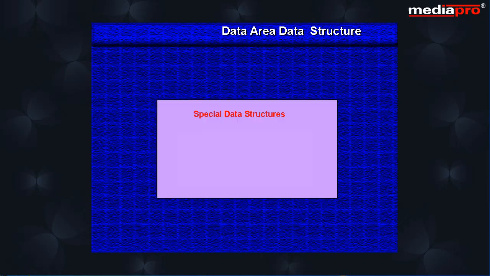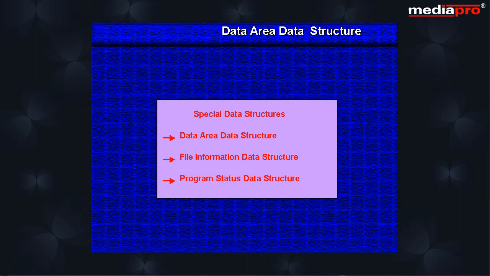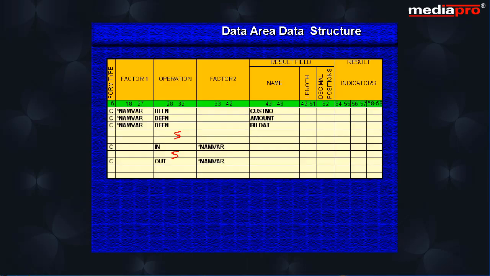There are a number of special data structures that we can use in our programs. We have the data area data structure, the file information data structure, and the program status data structure. Let us look at the data area data structure. We have already seen in an earlier chapter how to retrieve, use, and update a data area from an RPG program using the DEFN, IN, and OUT operations.